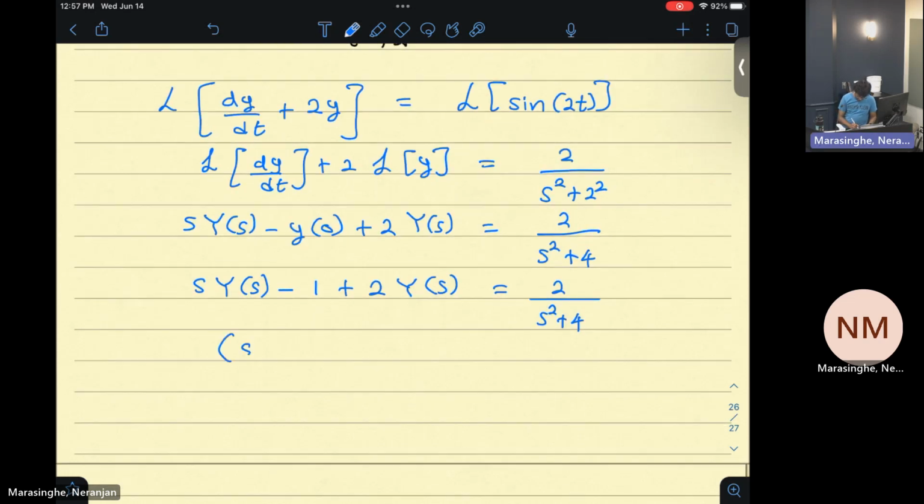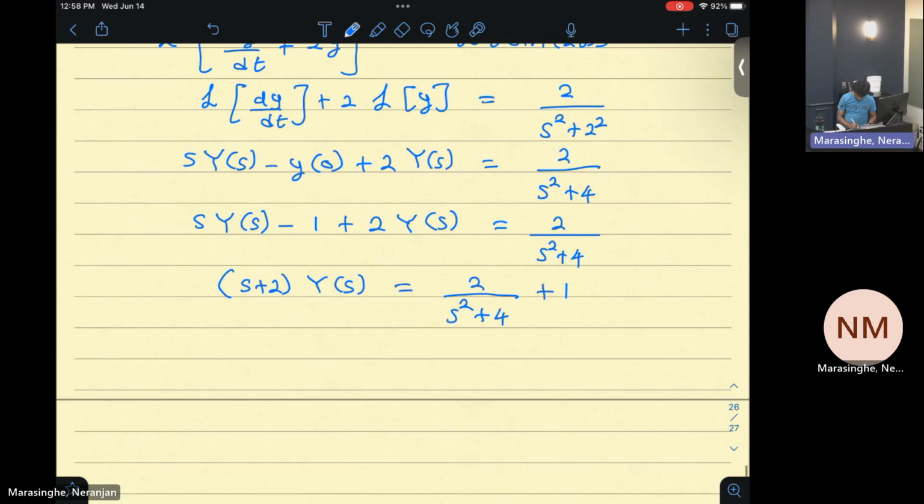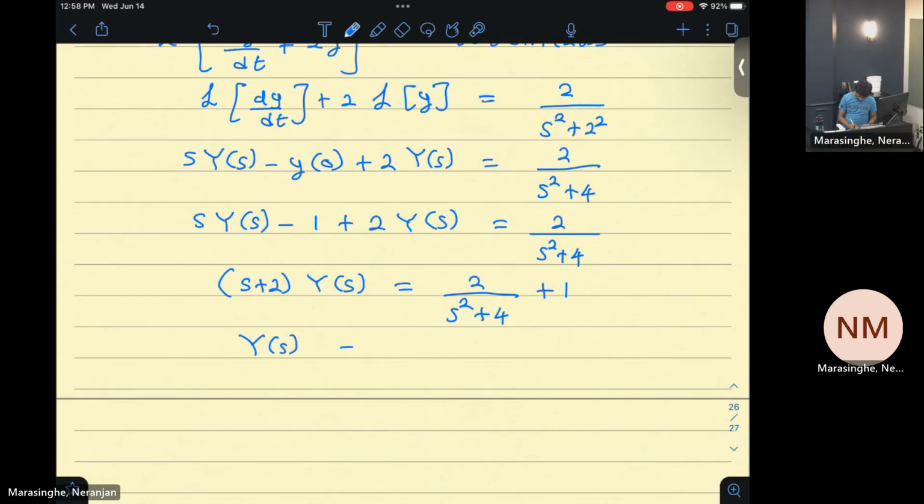Then what would I get? (s plus 2) times Y(s). I would take negative 1 to my right hand side. So we get 2 divided by s square plus 4, plus 1. Okay. Then I would divide both sides by s plus 2. Then what would I get? Y(s) is equal to 2 divided by (s plus 2) times (s square plus 4), plus 1 divided by s plus 2. Okay.